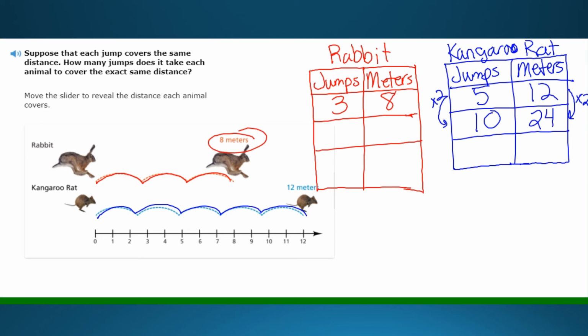Now let me do the same thing to the other side. Well, I'm trying to get to 24. So what do I need to do to 8 to get to 24? Well, 8 times 3 is 24. Now I'm going to do the same thing to the other side. Multiply that by 3. So 3 times 3 is 9. So to answer this question, how many jumps does it take each animal to cover the exact same distance? It will take the rabbit 9 jumps and the kangaroo rat 10 jumps to cover 24 meters. Now, there's several ways you can do this. This is one way.